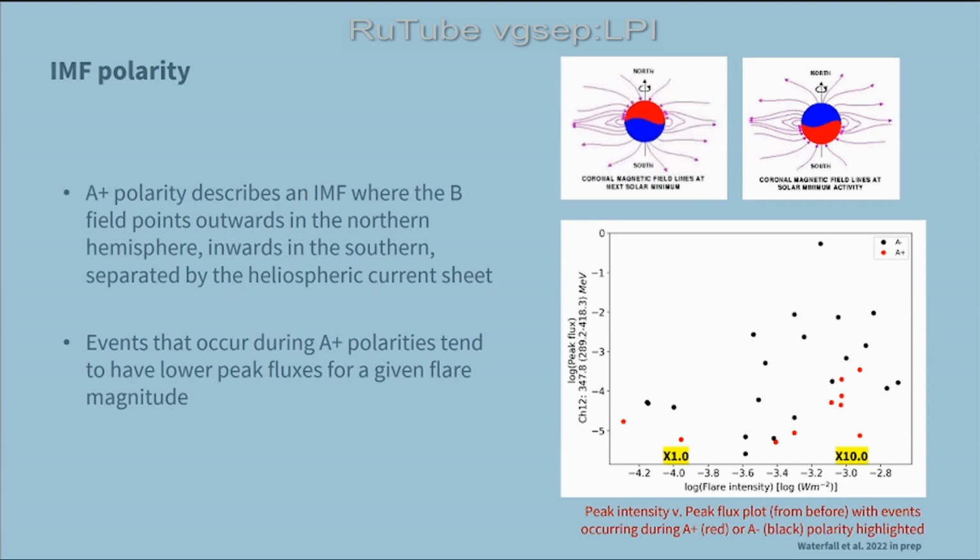So I briefly described earlier the heliospheric current sheet separating the inward and outwardly pointing magnetic field lines. Here we denote an A+ polarity as an IMF where the magnetic field points outwards in the northern hemisphere and inwards in the southern. For an A-, it's the other way around. In this bottom plot, we have the A+ events marked in red and the A- in black. You can see for any given flare intensity or flare magnitude, the A+ events tend to have a lower peak flux.